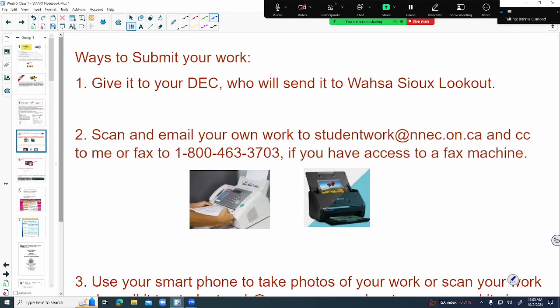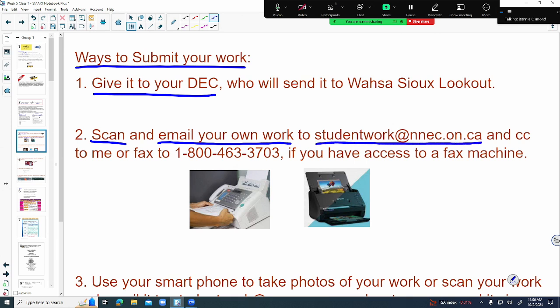There are several different ways to submit your work. The first way is to give it to your DEC, and then your DEC will send it out to us here in Sioux Lookout. If you don't have a learning center in your community, or your learning center is closed for whatever reason, your DEC may be away or something like that, you can submit your own work. Okay, there are several different ways to do that. So if you have access to a scanner, you can scan and then email your own work to the student work email, studentwork@nnec.on.ca, and make sure that you CC it to me, or you can fax it to our toll-free number if you have access to a fax machine.